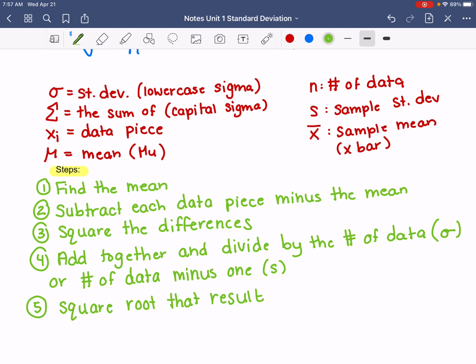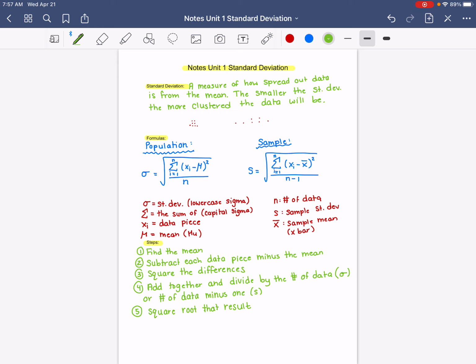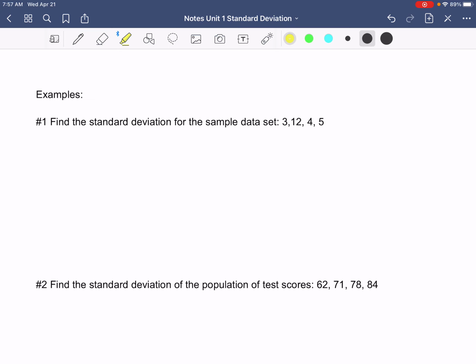So for our examples, I'm going to number them so you can see where each of those steps are. Okay, so it's going to be the first picture we take for our digital notebook. You can flip your paper over for our examples. Write down the first example: find the standard deviation for the sample data set 3, 12, 4, 5. So this is sample, so we're using S, which means that's the one that has the n minus 1 on the bottom.